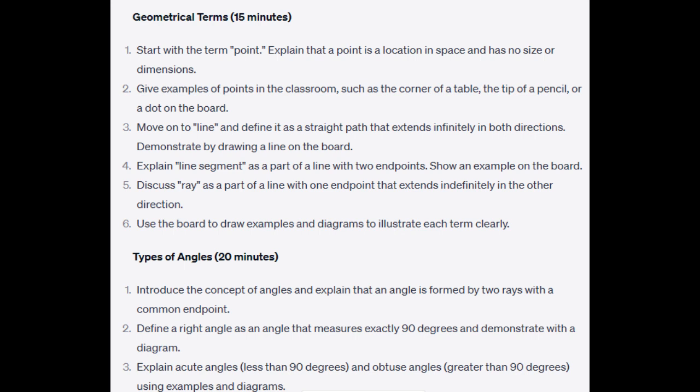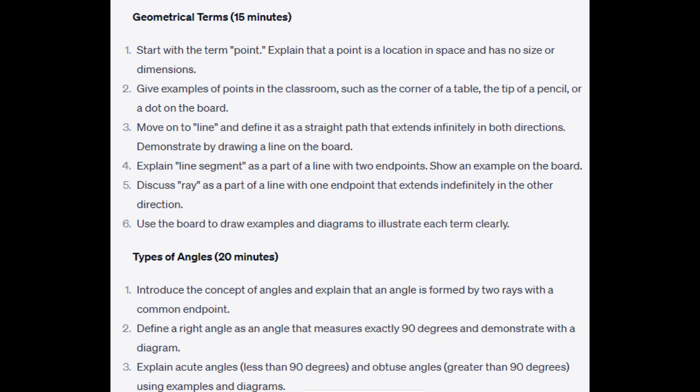Start with the term point. Explain that a point is a location in space and has no size or dimensions. Give examples of points in the classroom, such as the corner of a table, the tip of a pencil, or a dot on the board.